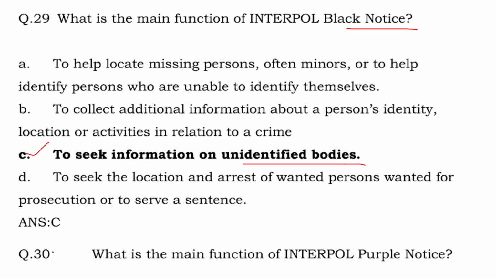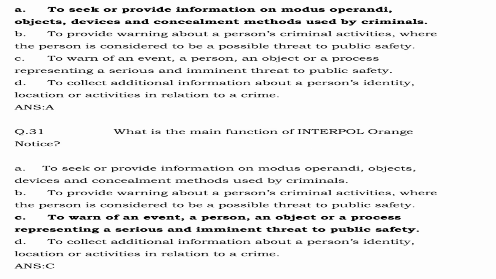So next question, what is the main function of Interpol Purple Notice? So there are 4 colors involved in the notices. Answer is A, to seek or provide information on modus operandi, objects, devices and concealment methods used by criminals.